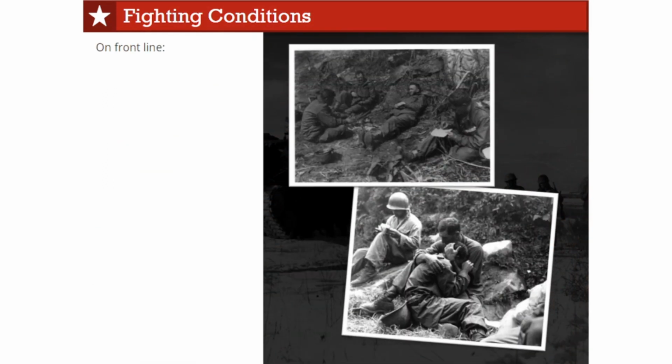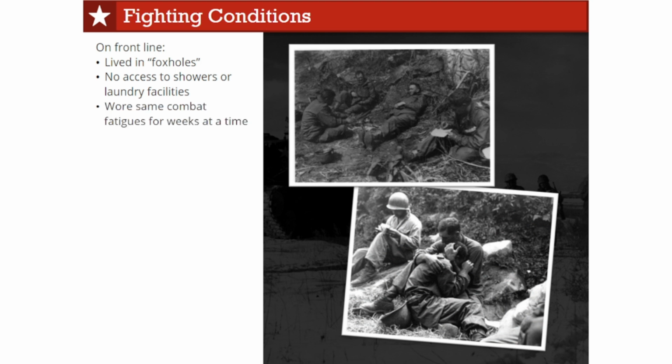In the field and at the front lines, soldiers lived mostly in holes in the ground, called foxholes, and they had no access to showers or laundry facilities. Soldiers worked, dug holes, sweated, bled, fought, and slept in their same pair of combat fatigues until relieved by some other unit or sent away from the front into reserve. This could last for weeks at a time.